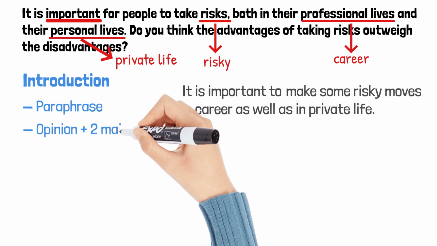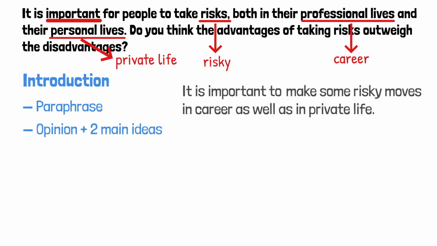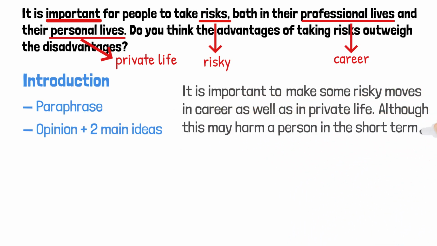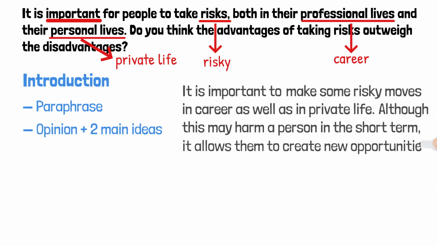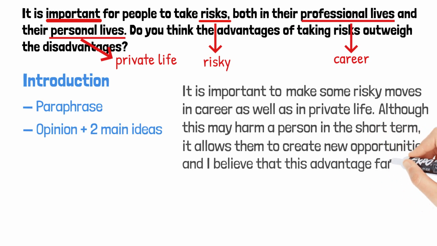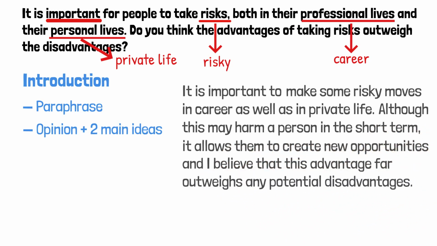Next, we need to give our opinion and also introduce the two main ideas of the essay. The first main idea is that taking risks may hurt a person short term. I will use although to introduce it, since it is what we disagree with. Although this may harm a person in the short term. The second main idea is that risks bring opportunities. It allows them to create new opportunities. And then I will give my opinion. And I believe that this advantage far outweighs any potential disadvantages. This is the entire introductory paragraph.